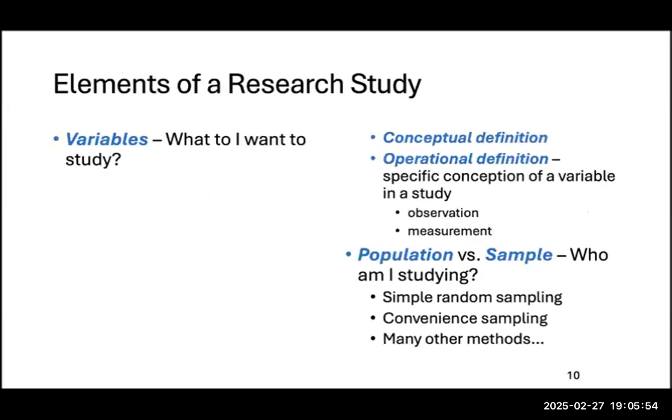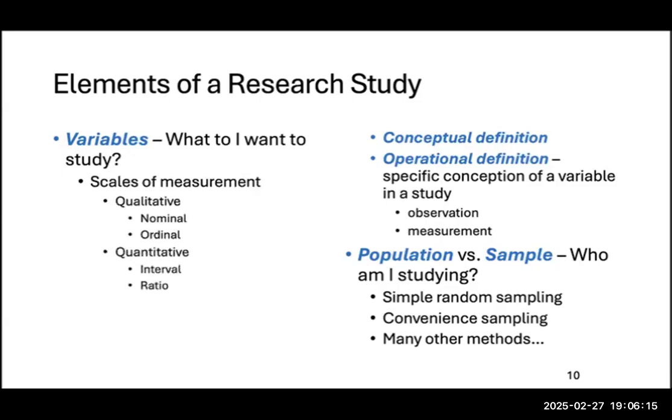All right, so what else do we have in a research study? Well, we have variables. Those are the things that we want to study. And it's called a variable because it changes. If it didn't change, we would call it a constant, right? So we also want to keep in mind what are the scales of measurement? Are they going to be qualitative, meaning they will be nominal or ordinal, or are they going to be quantitative? And it's really important to establish this in a study because it's going to impact how we analyze things.